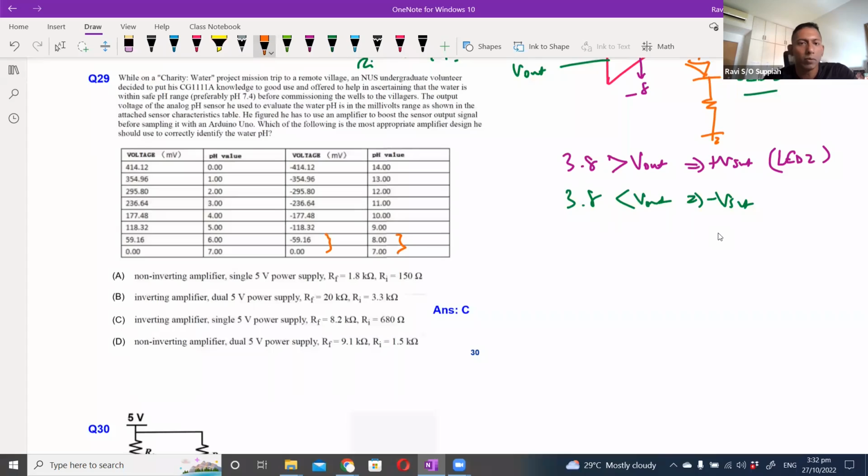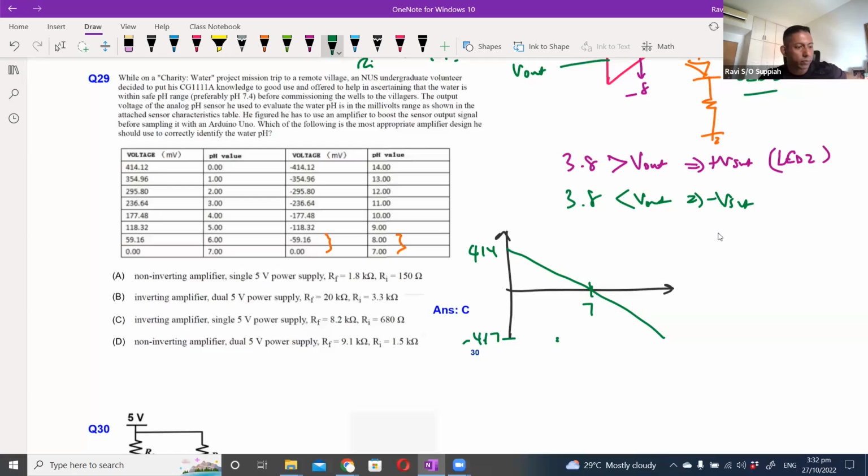Okay, this is the pH value and this is the voltage. If you draw the response curve for this, you'll notice that your graph looks something like this, where this is your 7, because at 7 your voltage is 0. Before 7 it is positive, and after 7 it is negative. The values we are interested in are somewhere here, 7 to 8. These are the voltage values.